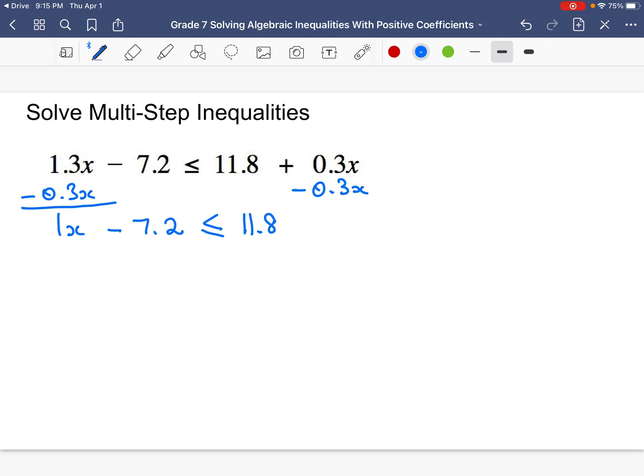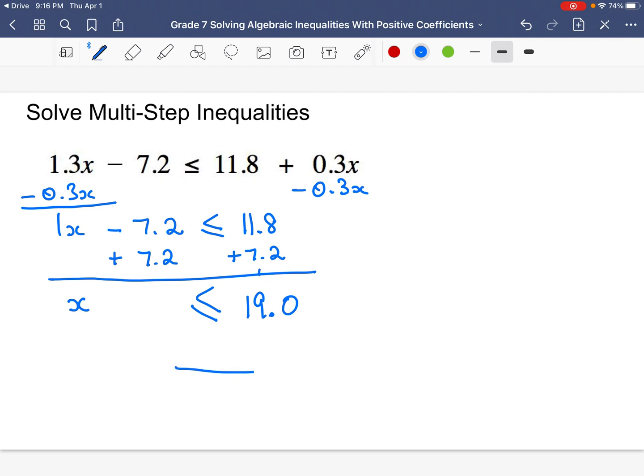And then I want to move the 7.2, so I need to add 7.2 to both sides, and I'm left with x. I don't need to write 1. It's a given if there's no number written that it's 1x. And the 7.2's plus and minus cancel out. X is less than or equal to 11.8 plus 7.2, which is 19. So x is less than or equal to 19.